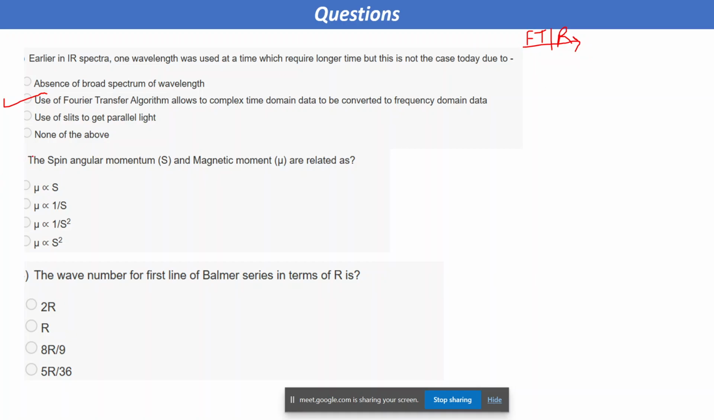Now the next question is, the spin angular momentum and the magnetic moment are related as. How are spin angular momentum and magnetic moment related? There's an equation to it. Mu is directly proportional to S. But what's the equation by which these two can be related?